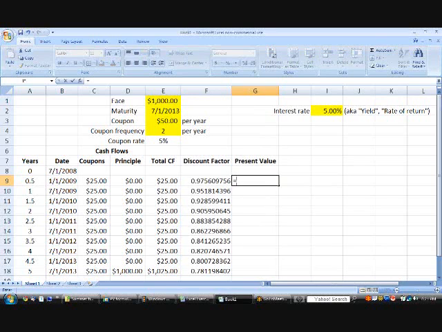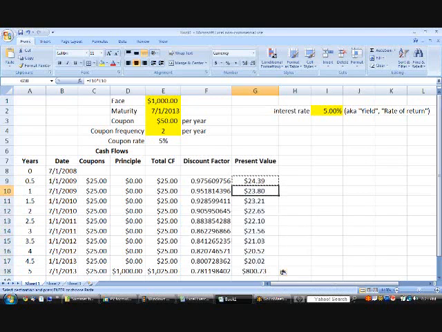So we're going to take the discount factor times the cash flow. And then we're just going to copy that formula down. So, for example, the coupon payment that occurs at the end of the second year is worth a present value of $22.65. And that final cash flow that occurs at maturity, a $1,025 cash flow, is worth only $800.73 today.